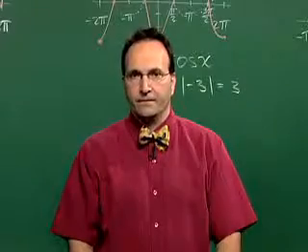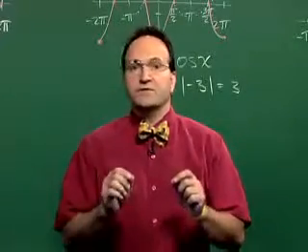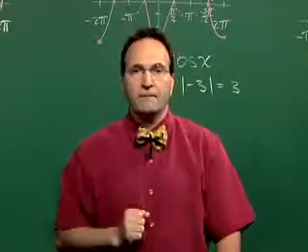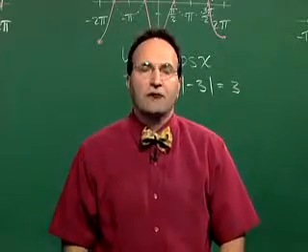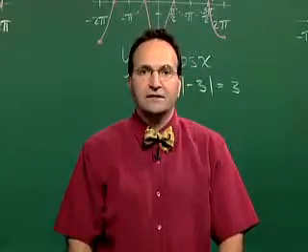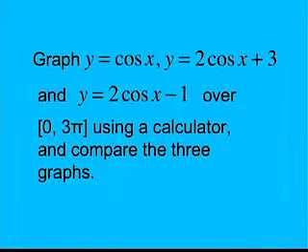Well, just as we've seen that we can shift the graph of a sinusoid horizontally left or right, we can also shift the graph vertically up or down. So let's take a look at an example of that situation. Graph y equals cosine x, the basic shape, and then graph y equals 2 cosine x plus 3, and y equals 2 cosine x minus 1, over the interval 0 to 3 pi using a calculator, and then compare the three graphs.